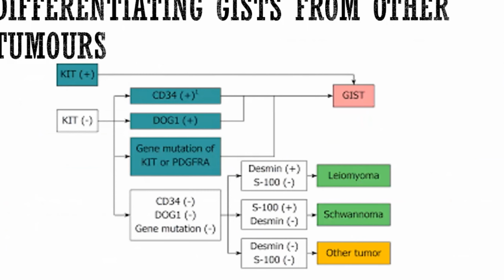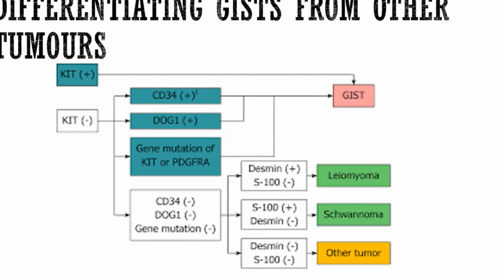So, differentiating GIST from other tumors. First of all, if you find a tumor, we'll go for KIT positivity. If it is KIT positive, it's GIST. If it is KIT negative, it might be CD34 positive, DOG1 positive, or positive for gene mutation of KIT or PDGFRA. If it is CD34 negative, DOG1 negative and gene mutation is also negative, then we'll go for desmin and S100 testing. If desmin is positive and S100 negative, it is leiomyoma. If S100 is positive and desmin is negative, it is schwannoma. If both are negative, then it is another tumor.